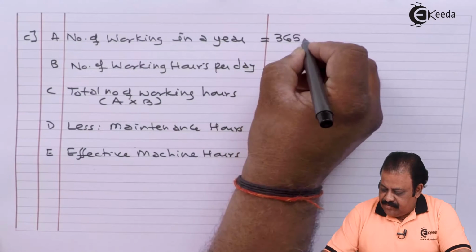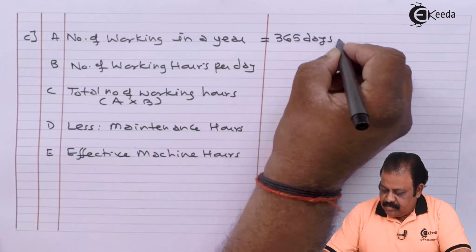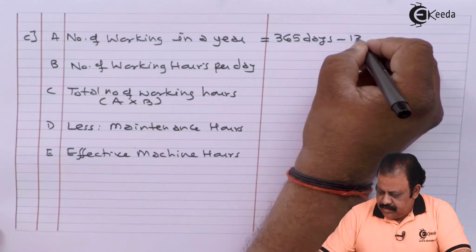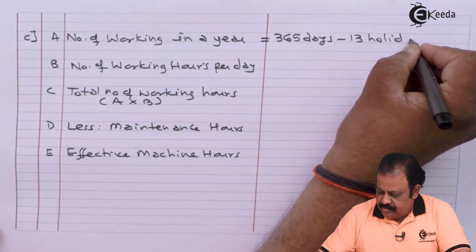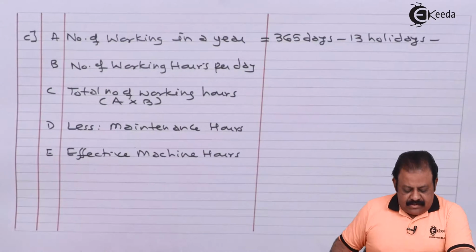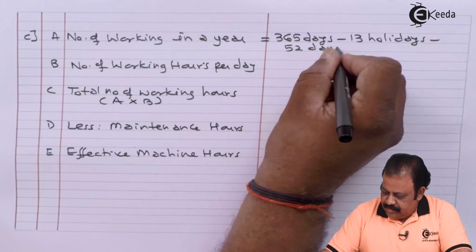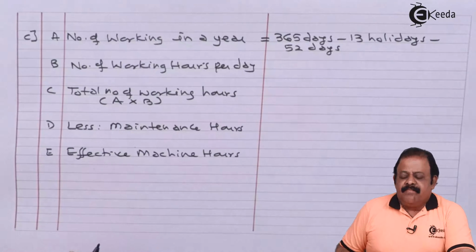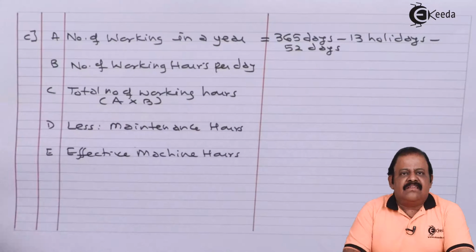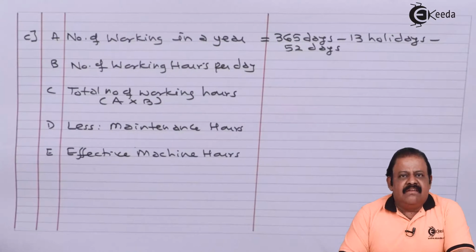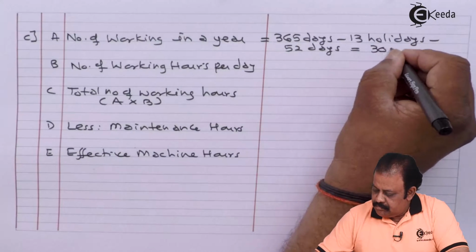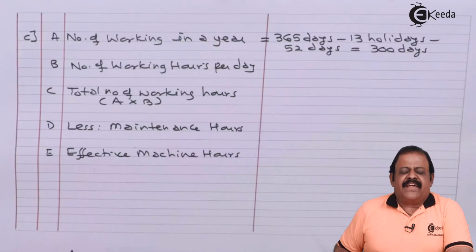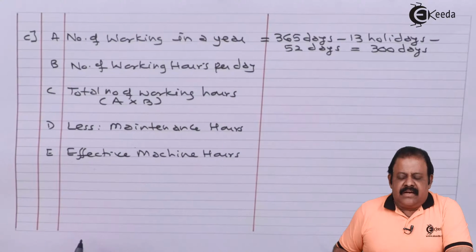365 days minus 13 holidays minus 52 days. These 52 days are Sundays. 52 Sundays in a year. So effective working days are 300 days.